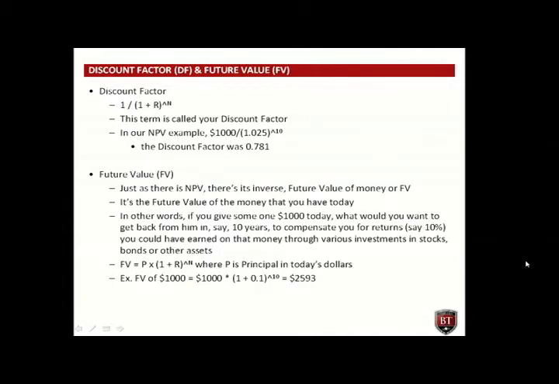So for example, the future value of $1,000 would be 1,000 into 1 plus 0.1, which is 10%, raised to the power of 10. So in other words, if you give someone $1,000 today, you'd want him to give you $2,593 10 years from now, based on your assumption that that $1,000 could have been invested by you somewhere else at a 10% rate.